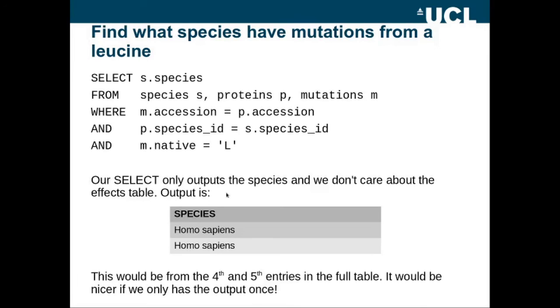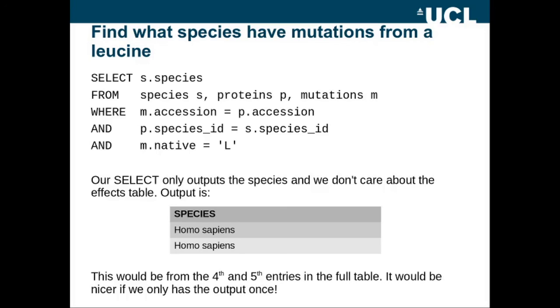When we run this query, we don't care about the effects table, and the select statement has said that we are only going to print the species. So what we find as output from this is that we get species, Homo sapiens, Homo sapiens. And these would have come from the 4th and 5th entries in the full table.